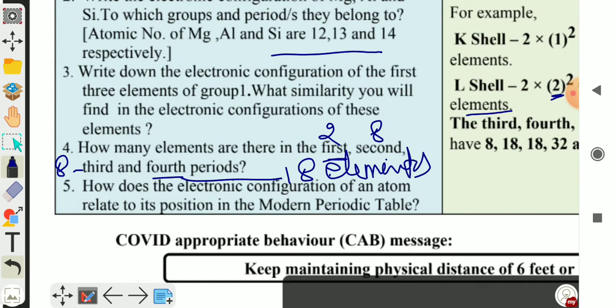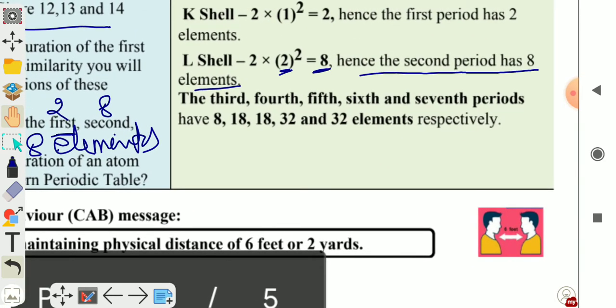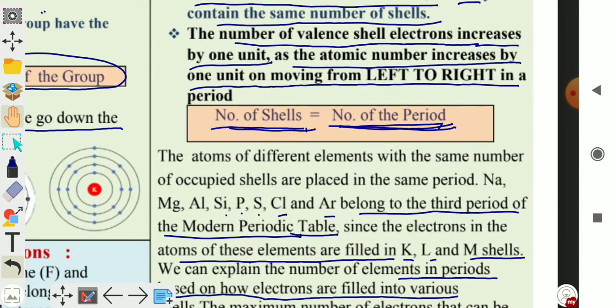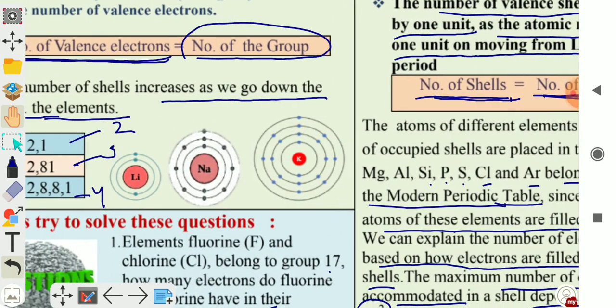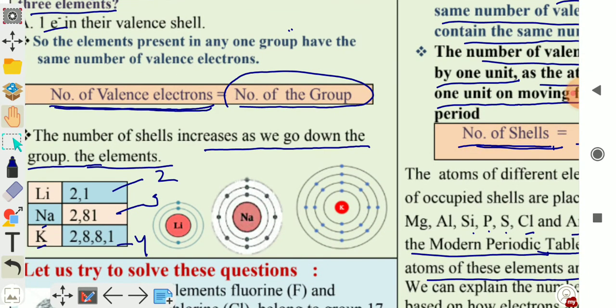Question number 5. How does the electronic configuration of an atom relate to its position in the modern periodic table? If the electronic configuration of an element is given to you, its number of shells tells the number of the period, and the number of valency electrons tells us the number of the group.